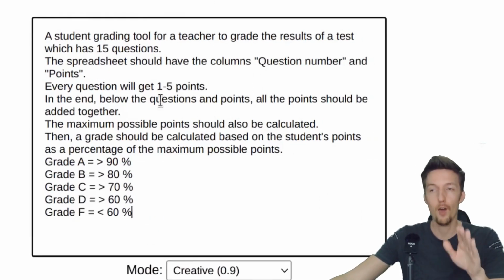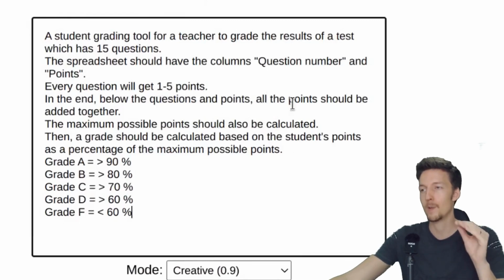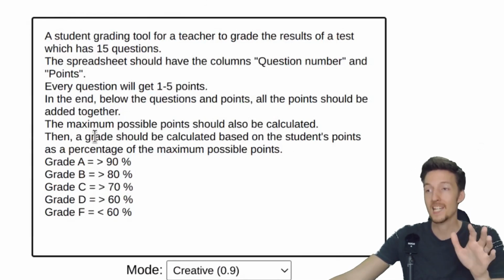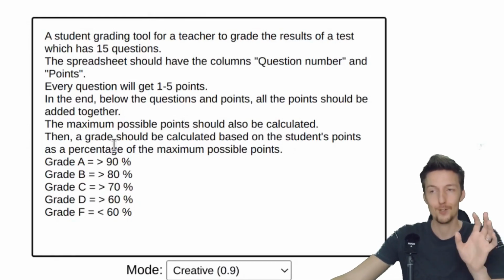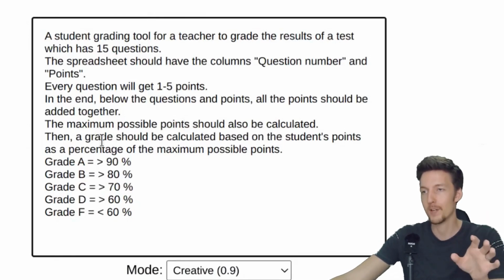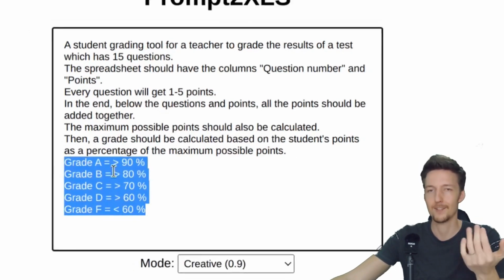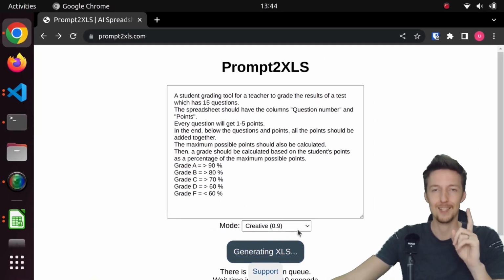In the end, below the questions and points, all the points should be added together. The maximum possible points should also be calculated. Then, a grade should be calculated based on the student's points as a percentage of the maximum possible points. And then here I have the grading table. So let's see if this works.